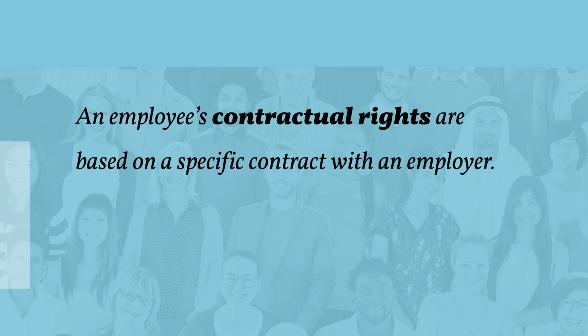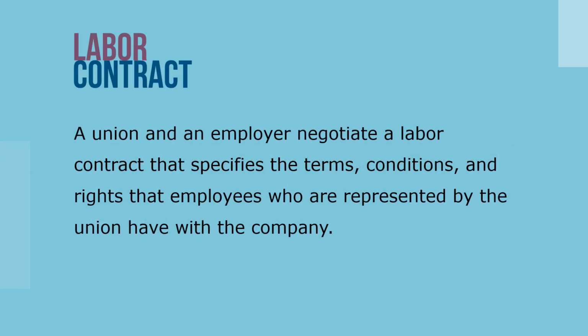An employee's contractual rights are based on a specified contract with the employer. For instance, a union and an employer negotiate a labor contract that specifies the terms, conditions, and rights that employees who are represented by the union have with the organization. The contract also spells out the company's rights and obligations.